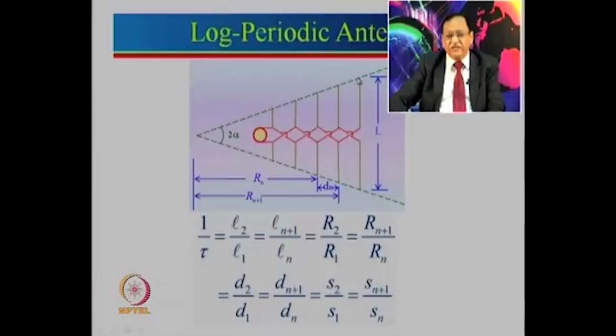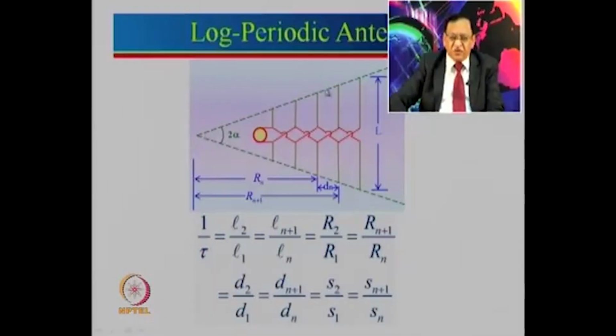If you see here, if this is the length L2, then this is L1, so we take the ratio. Similarly for all the other lengths, Ln plus 1 divided by Ln. So if n is, let us say, 4, this will be L5 divided by L4. The same thing is also valid: this 1 by tau holds good even for R2 by R1, which is the distance from the apex, and this is the angle which all these dipoles are making.